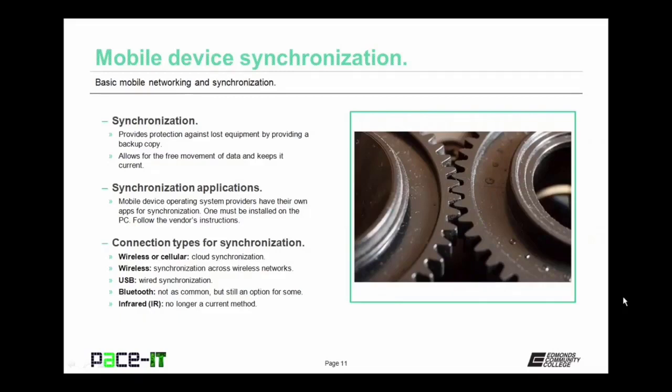Now, there are several different connection types for synchronization. A lot of them allow for wireless or cellular synchronization. That's synchronizing to the cloud. You can also synchronize across wireless networks. With a lot of devices, you can also sync using a USB cable. With some devices, you can use Bluetooth networking to sync with a PC or another mobile device. It's not as common anymore, but it's still an option for some mobile devices. In the past, you could use infrared to sync devices, but that's no longer a current method.